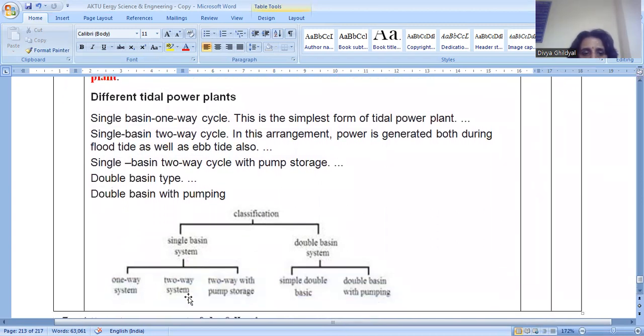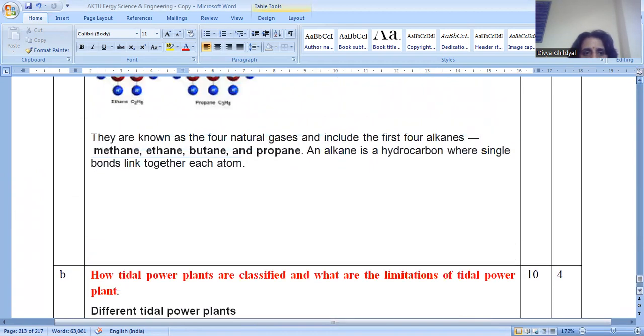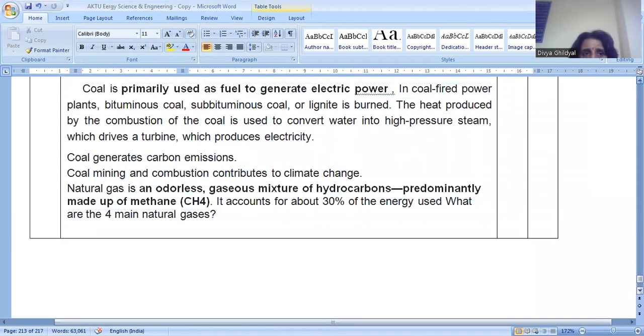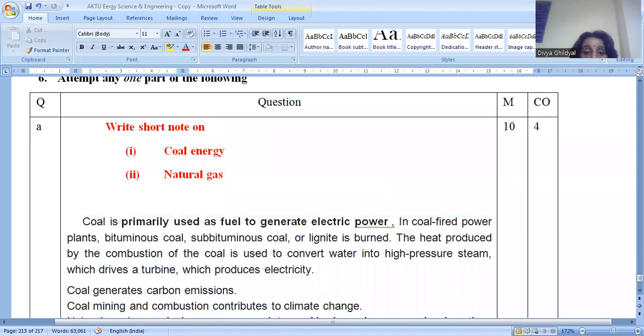Single basin, one way, two way with pump storage, double basin, simple double basin with pumping. So these are the very simple tidal power plants. Next, these are all 10 mark questions. I have to write according to that.